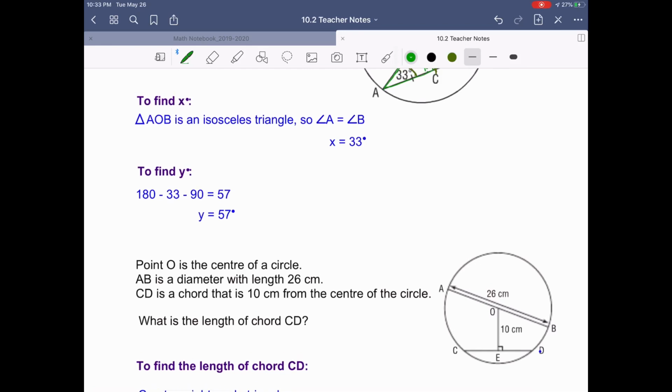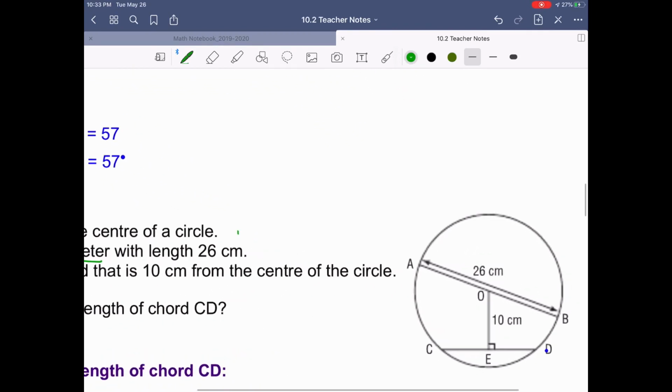So it says point O is the center of a circle. AB is the diameter. Okay, this is important because if you know the diameter, then you know the radius, how long the radius is. So AB is a diameter with a length of 26. CD is a chord, okay, that is 10 centimeters from the center of the circle. What is the length of the chord CD?